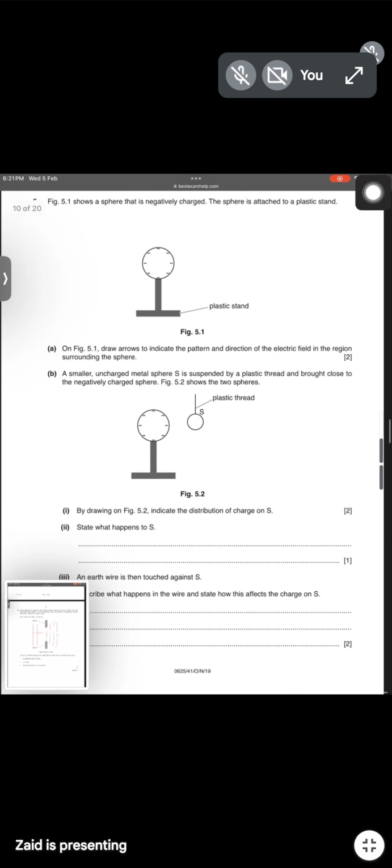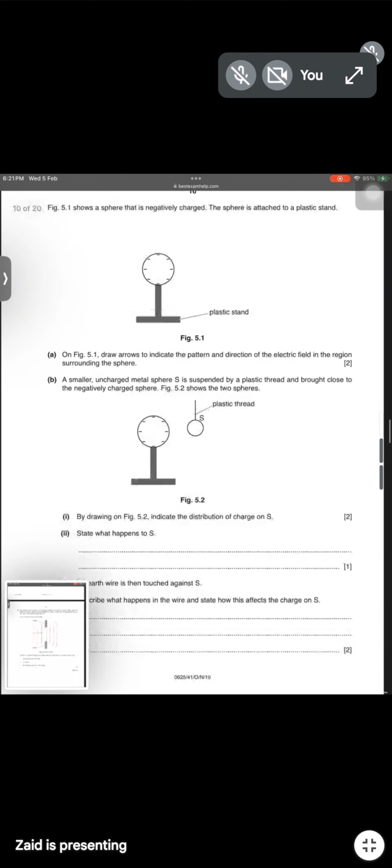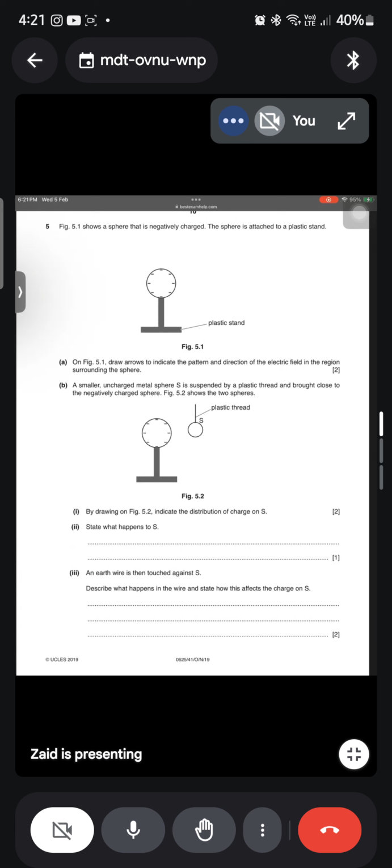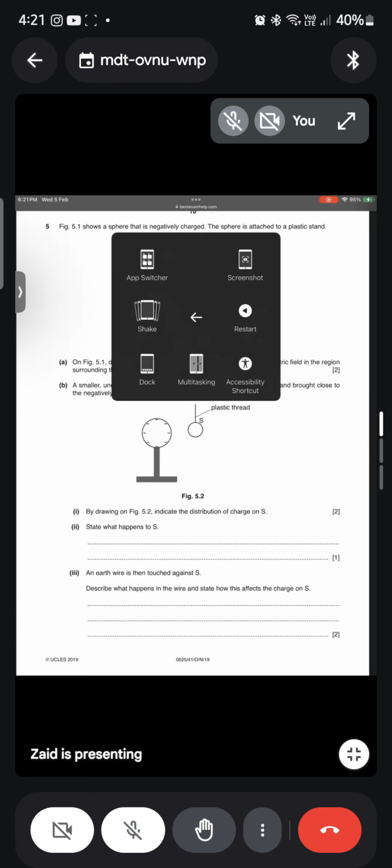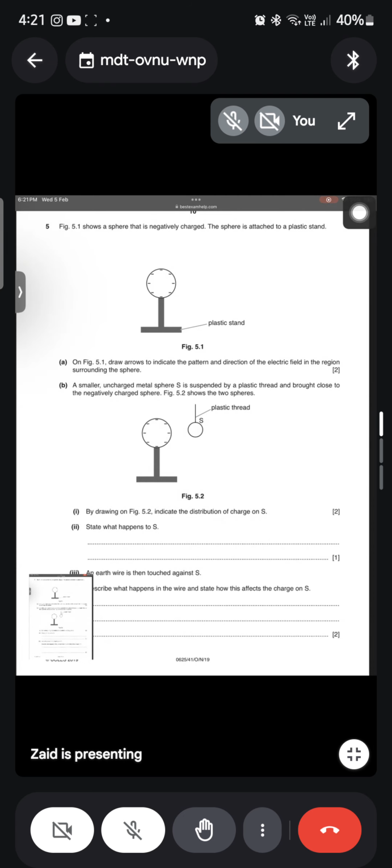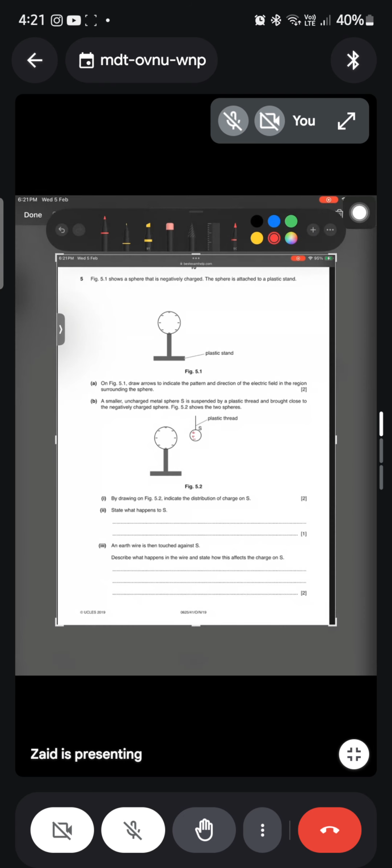Okay, something related to electrostatics. Arrows to show the pattern and direction of the electric field. So we have a negative charge. Field lines are going to come inside the charge. By drawing on the figure, indicate the distributed charge on S. So all the positive charges are going to be attracted towards the negative source, and the negative charges are going to be repelled. So plus plus plus over here and negative negative over here.